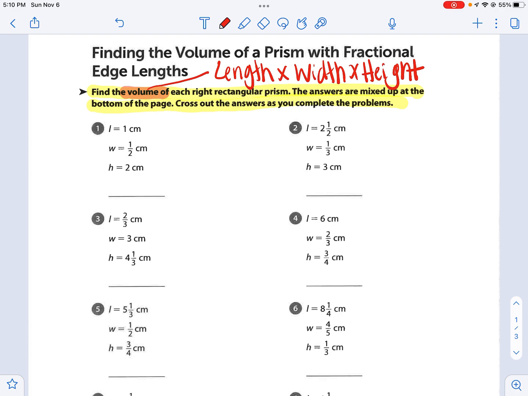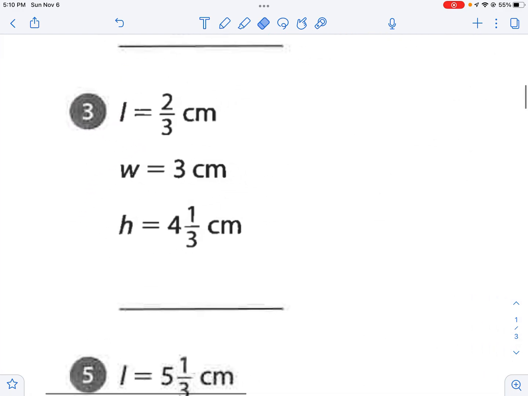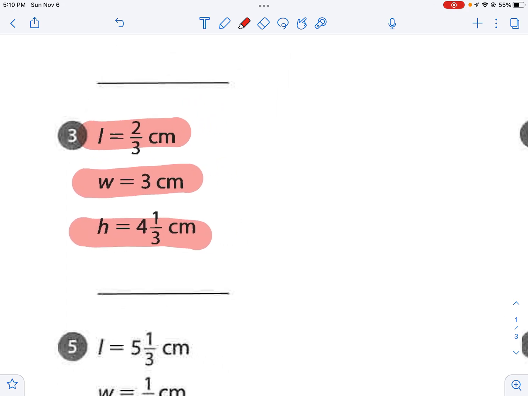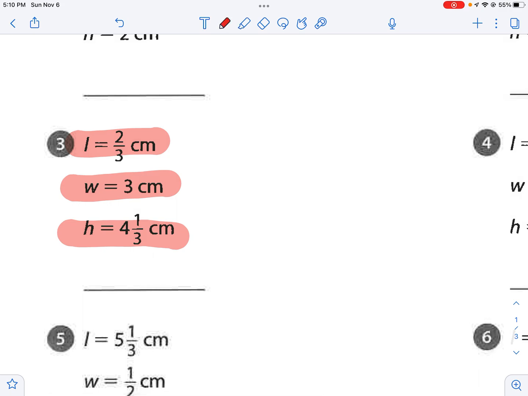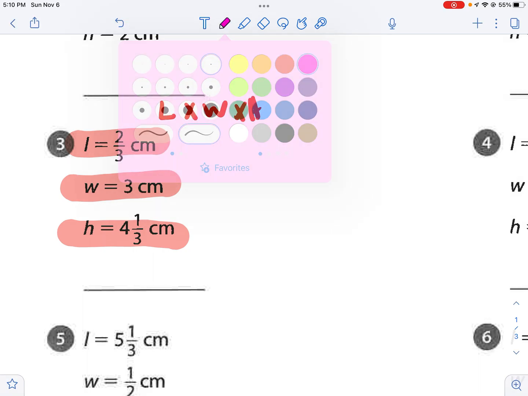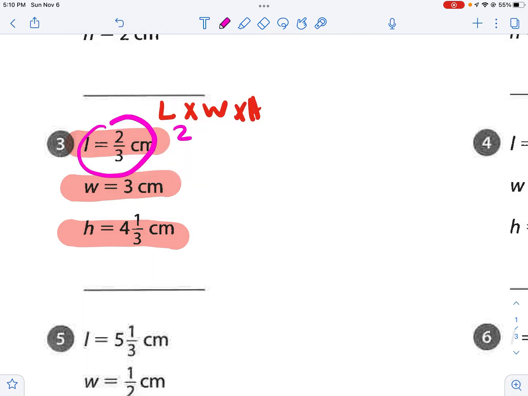Okay, so I am going to do number 3 for you guys. So I can see here that the length is 2/3. The width is 3 and the height is 4 1/3. So I'm still going to be doing length times width times height. Okay, so I'm just going to plug in what I have. So the length is 2/3, so I'm going to put 2/3 times the width is 3 times 4 1/3 for the height.